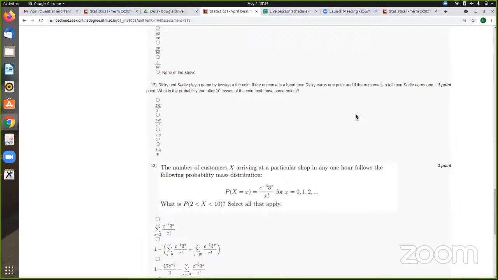What is the probability that after 10 tosses of the coin, both have the same points? It means all 10 tosses are played out, and now tell me whether they have the same points or not. What is the probability that they will have the same points?